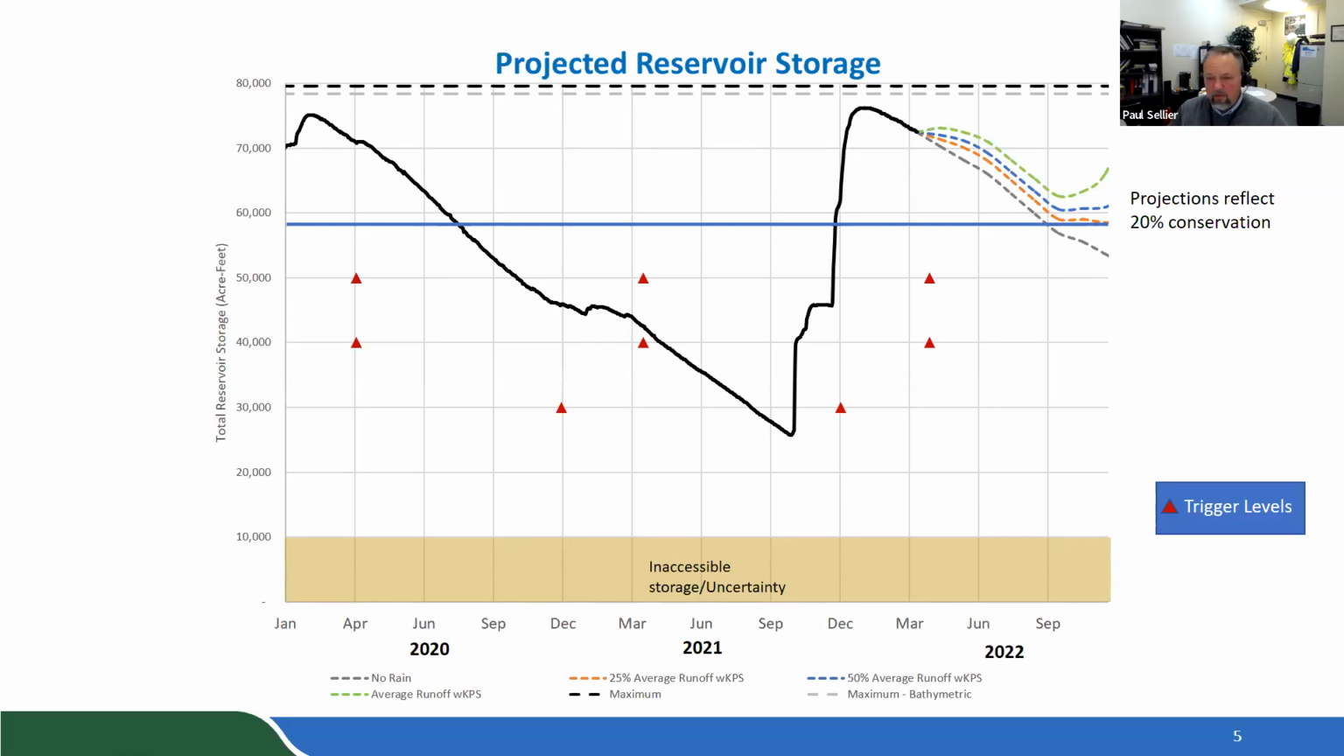I do want to just mention the trigger levels that we see here. These are our older trigger levels. We do have new trigger levels that we've developed, and we're in the process of refining those before bringing them to the board for some discussion. So hopefully in the next few weeks, we'll be teeing those up.